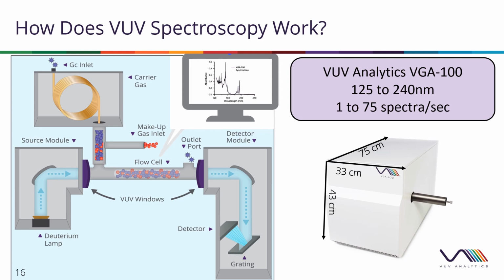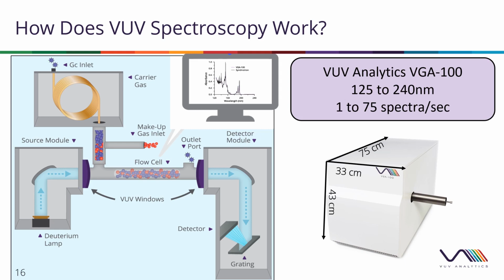And so as the compounds interact with this light, they absorb some of the UV light, leading to an absorption profile here. And this absorption profile is unique to each compound coming through. And we'll show some examples later. But they're especially unique when we consider that they're in this range here, from 125 to 240 nanometers, because essentially all compounds will absorb in this range.